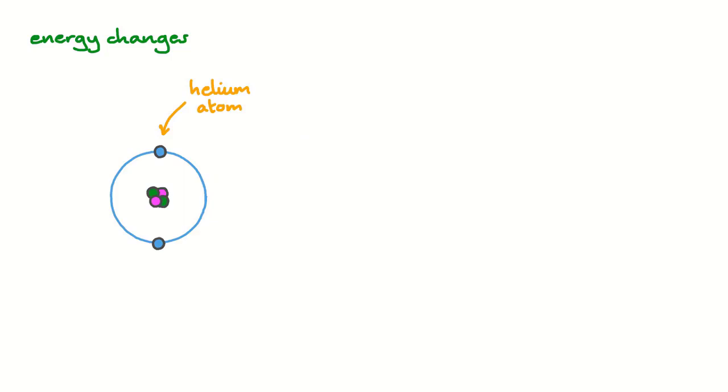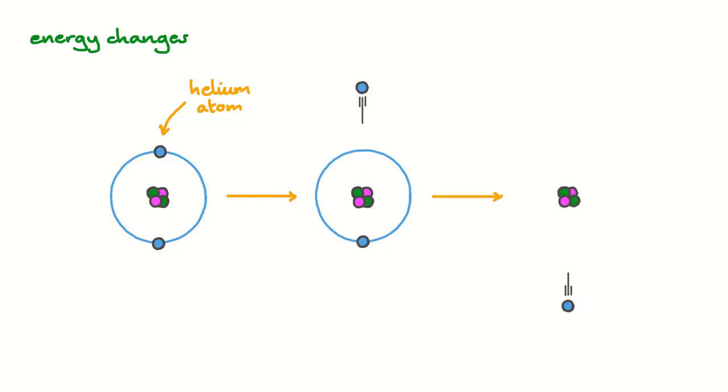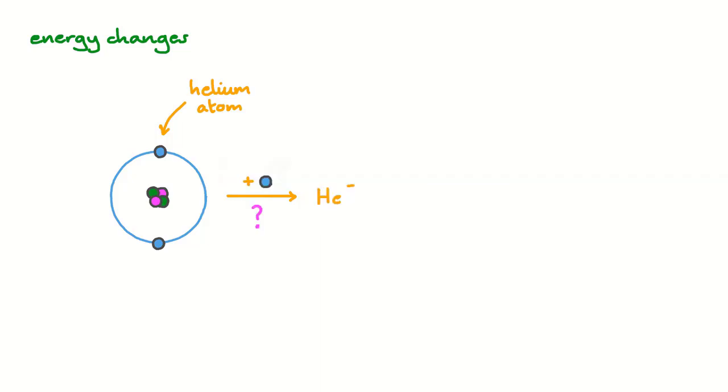If we have an atom, we can measure the energy required to remove each electron, one by one, until we have a bare nucleus. We call the process of removing these electrons ionization. Here are the first and second ionizations of a helium atom. But what about the opposite? It's possible for atoms to gain electrons as well, so what do we call that?